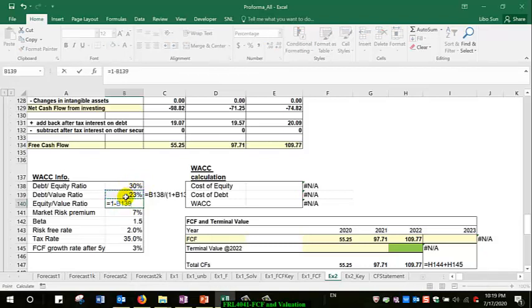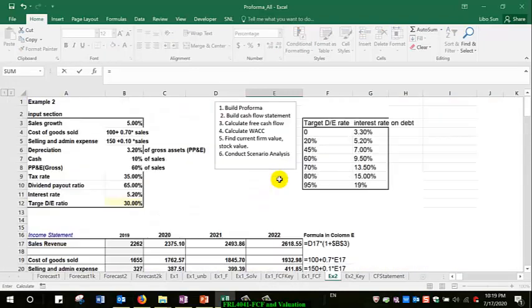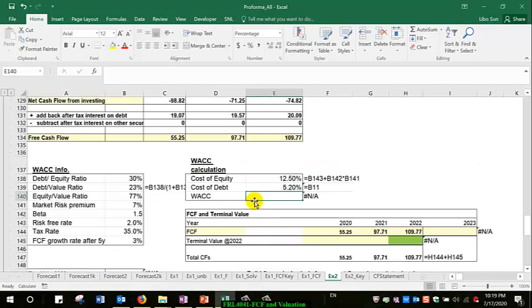The proportion of equity is the difference, right? So given beta, we will use a CAPM model to get the cost of equity: risk-free rate plus beta times market risk premium. For cost of debt, we will use the interest rate as a proxy.